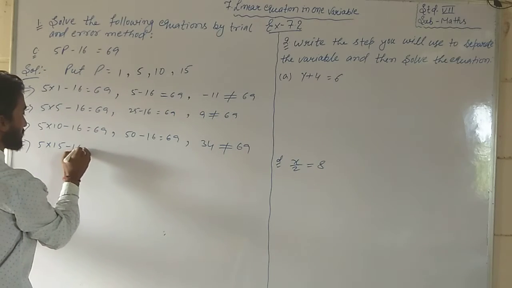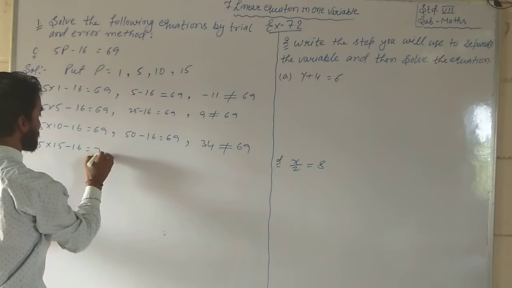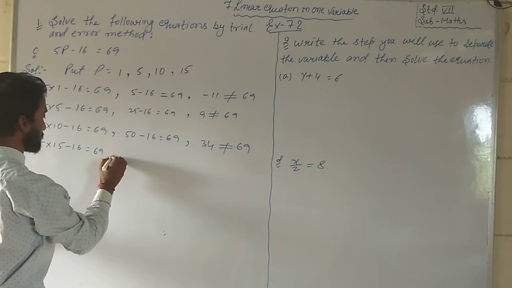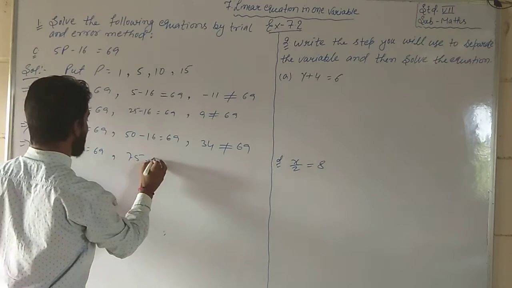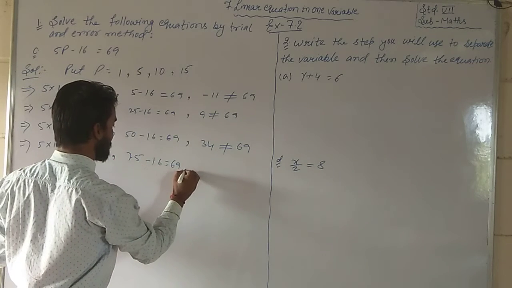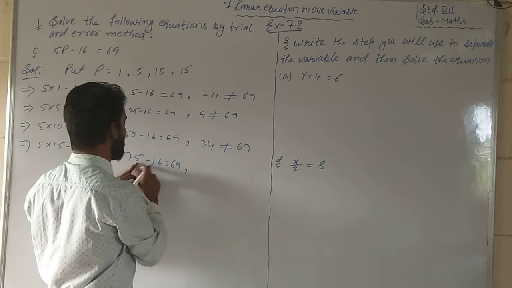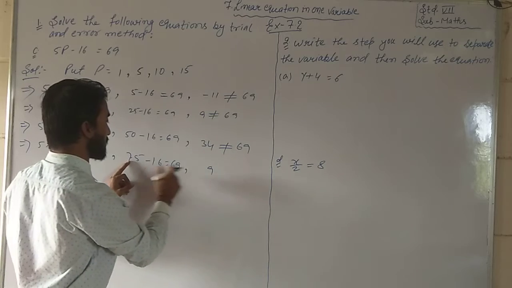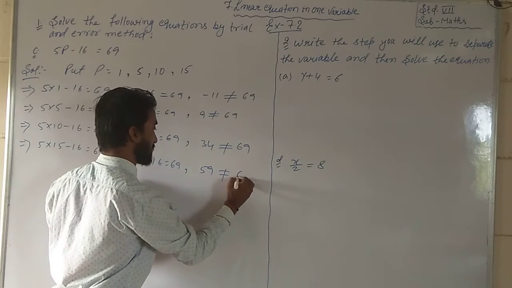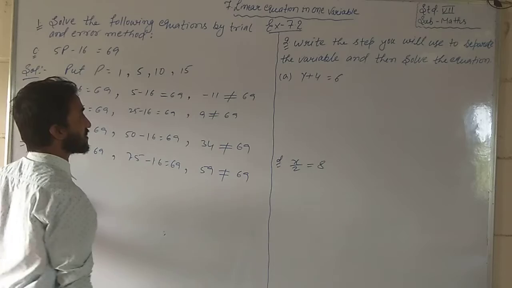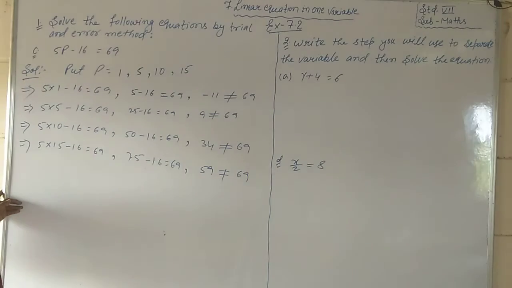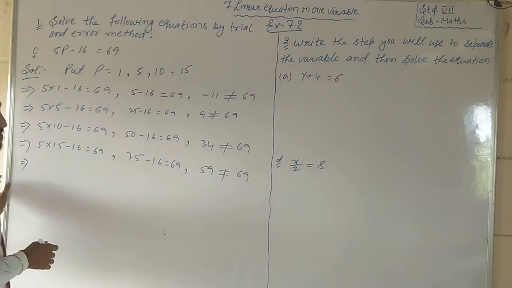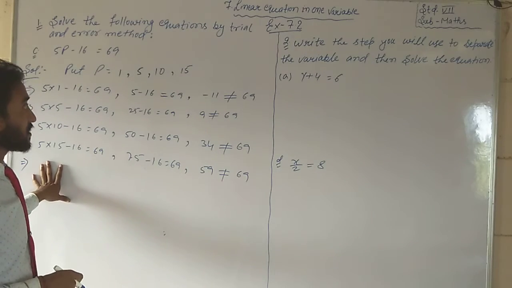5 into 15 minus 16 is equal to 75 minus 16. 75 minus 16 is equal to 59, and it is 69. Which number will we put now? 15 is there.